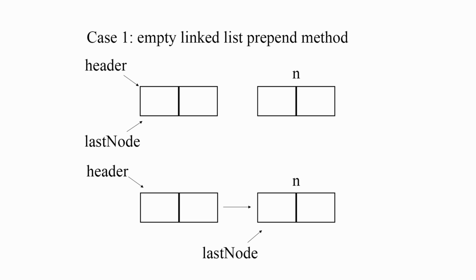And what will happen to last node? Well, last node is just going to reference n because n is our last node. It's our only node, so it has no choice but to be that. So let's implement case 1.